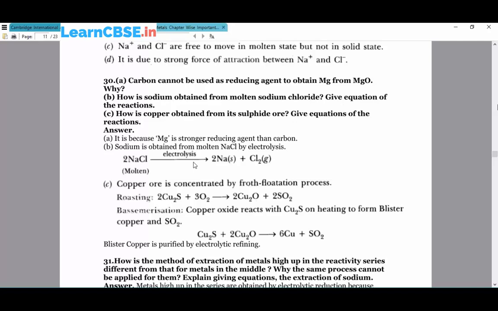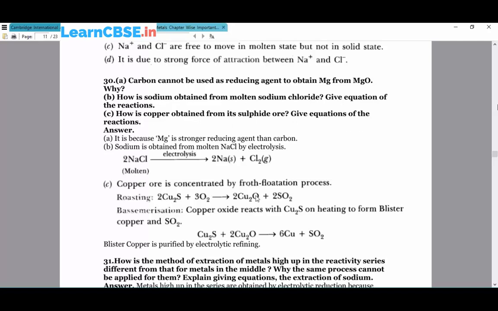So 2NaCl on electrolysis gives 2Na plus chlorine gas. 2Na becomes solid and goes near the cathode, and Cl2 is liberated at the anode. How is copper obtained from its sulfide ore? Give equations of the reaction.